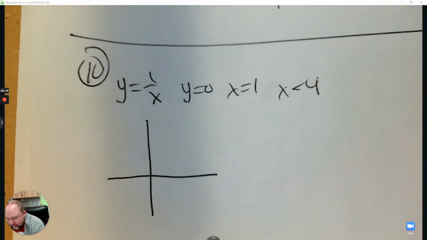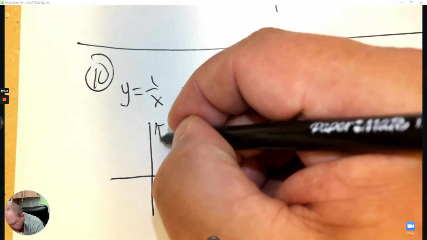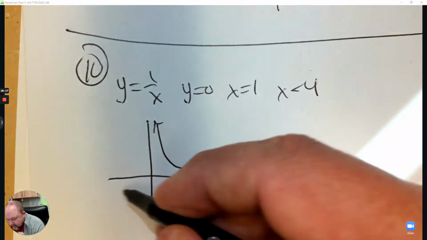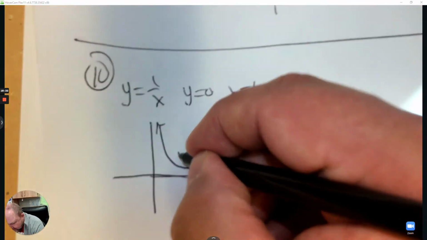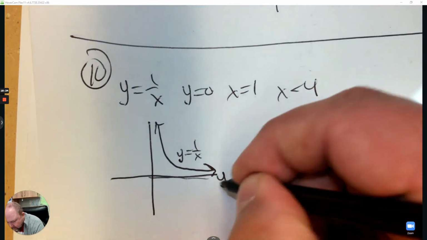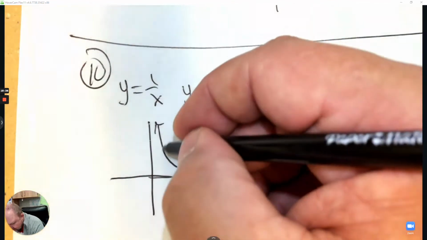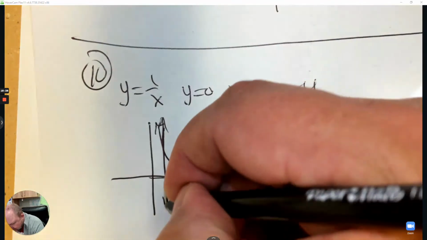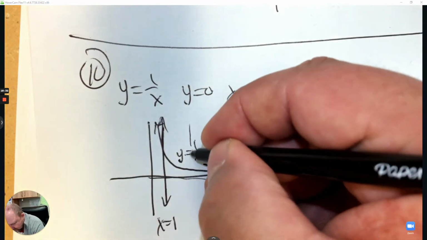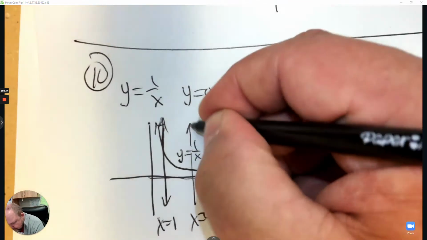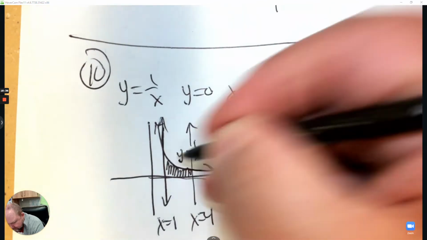1 divided by x is a reciprocal graph. This is what a reciprocal graph looks like. It also is down here. It's bounded by y equals, so this is 1 over x. This is y equals 0. Let's say this is x equals 1. And then let's say this is x equals 4. So it's like this.